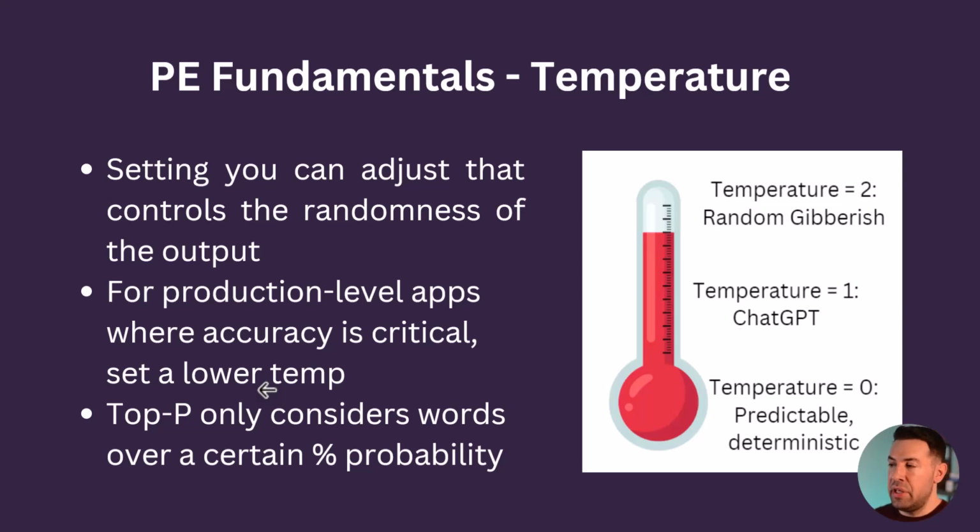And then we have top P, which will only consider words over a certain percentage probability. So you could set this to, say, 20%, and it would only consider words that are over 20% for the next word. So if it has a whole list of words that it could be the next word, but only dog, cat, and horse could be over 20%. It says those are the only ones that have a 20%. It will only consider those next three words in the sequence. And generally, you'll want to use either temperature or top P in your apps, you won't want to use both.